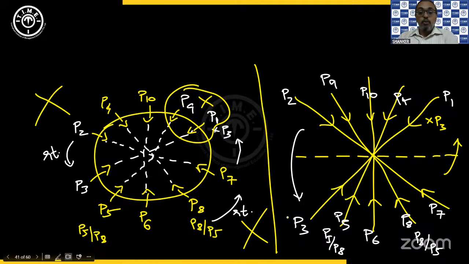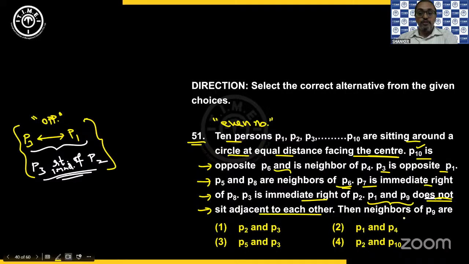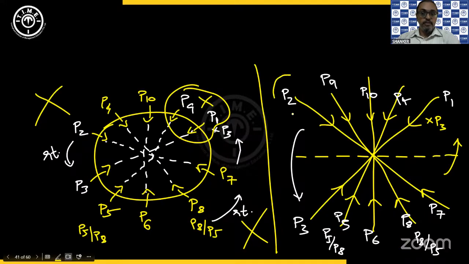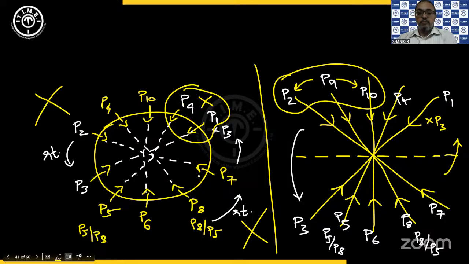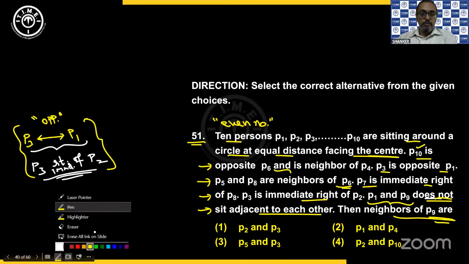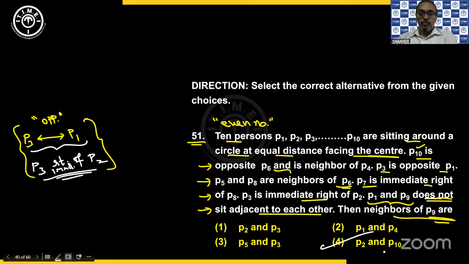Understanding the point? Now, what is our question? The neighbors of P9 are. So who are the neighbors of P9? We know P9 is now adjacent. The neighbors of P9 are P2 and P10. Now look at your options. Where are P2 and P10? That's available in the fourth option. That is what you pick as the answer.